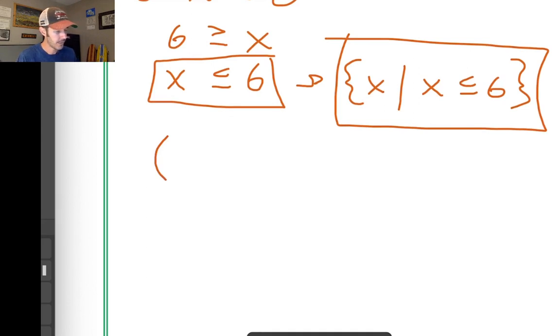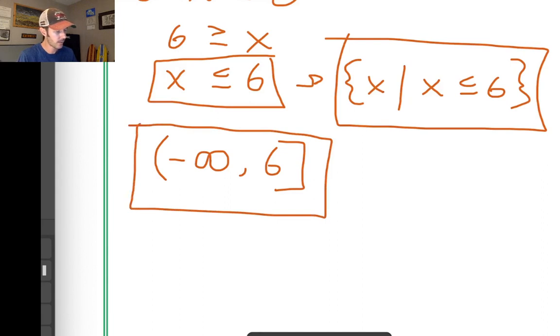X values have to be less than or equal to 6, so we're going all the way down to -infinity, coming all the way up to +6, and including the 6. The or equal to part of that inequality tells me that we're including the 6 as part of our domain, and in interval notation we include the 6 by using the square bracket or the closed bracket, some of us call it, but -infinity and +infinity always take the open bracket or the parenthesis.